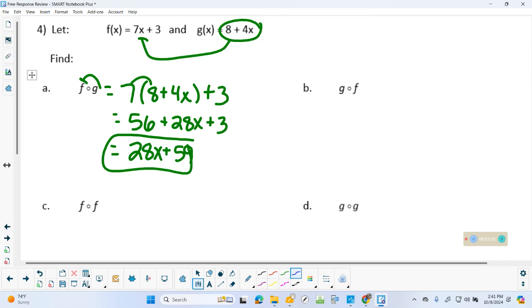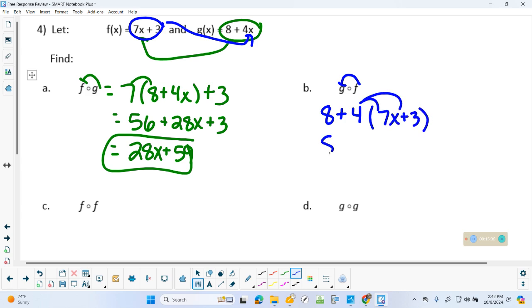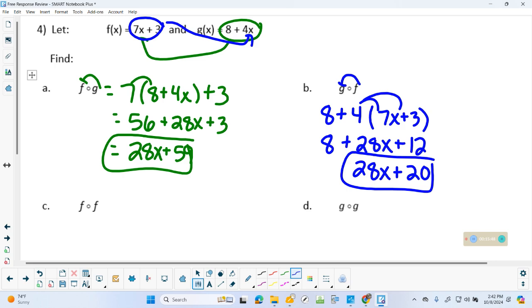All right, let's do this guy. F into G. So the G function says we're going to have 8 plus 4 times the input, but we're replacing x with that whole f function, 7x plus 3. Of course, you know the drill, distribute, combine the like terms. 4 times 7, 4 times 3 is 12, and then I'm going to total 8 and 12 together. There's not a typo in the last two, and I have not lost my mind yet.